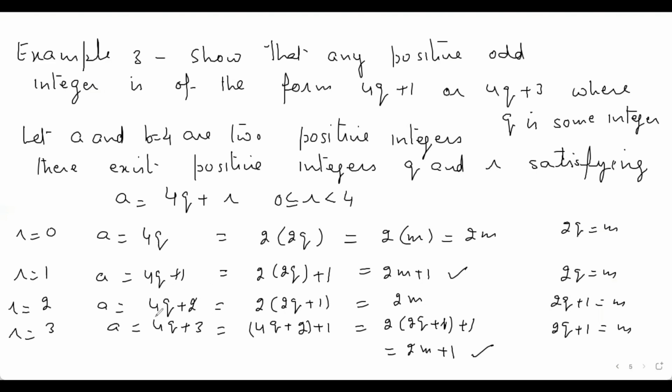4Q plus 2. Take 2 common. 2Q plus 1 in the bracket. Write it as M, where M is an integer. So this is equal to 2M. Again, this is an even number. Now 4Q plus 3, bifurcate 3 as 2 plus 1. Then you will take 2 common. It is 2Q plus 1 in the bracket, plus 1. Write this as M. So this is 2M plus 1. So this is an odd number. So a positive odd integer is of the form 4Q plus 1 or 4Q plus 3. Any odd integer is of the form 4Q plus 1 and 4Q plus 3.